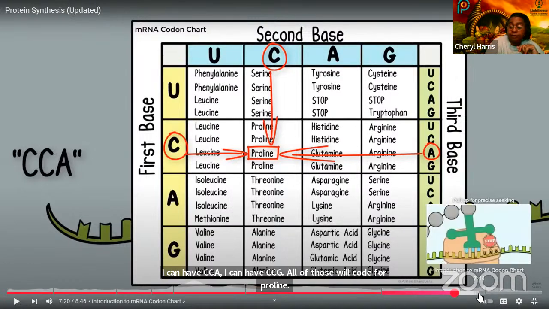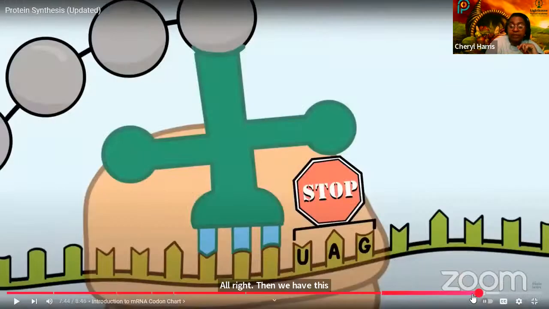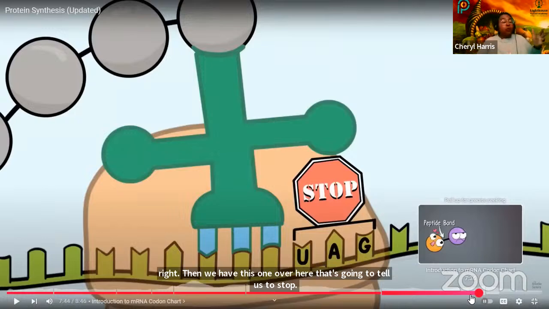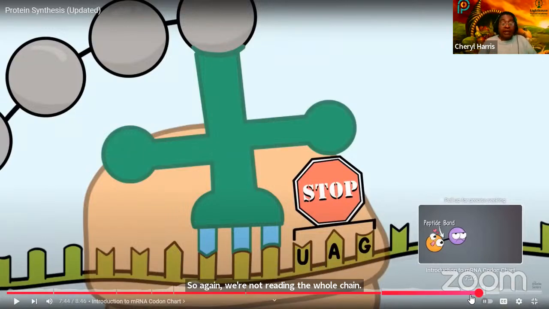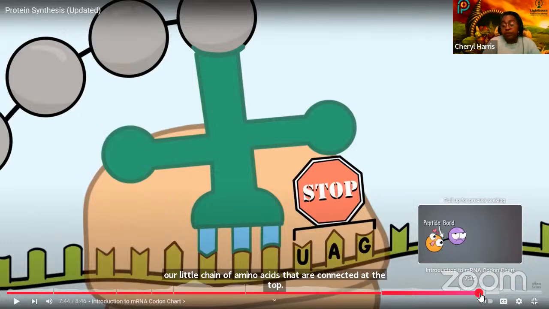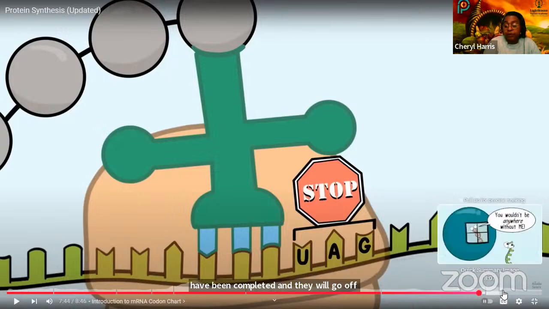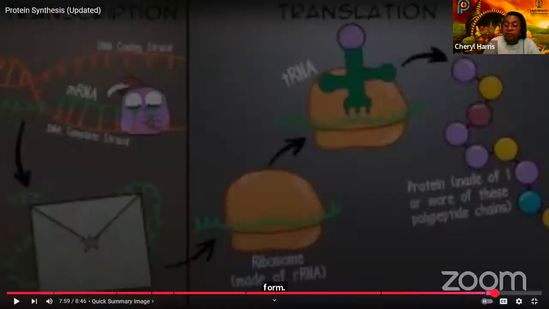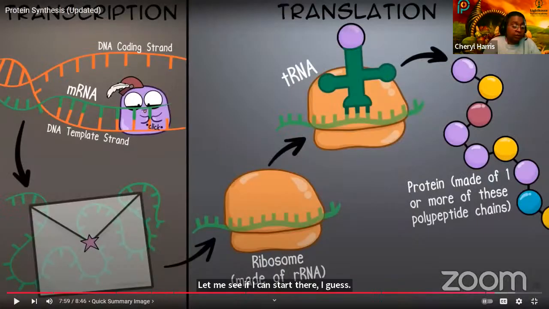Then we have this one over here that's going to tell us to stop. Again, we're not reading the whole chain. We are going to get to a segment that has a triplet code that, when I go back to the chart, is going to tell me to stop making this protein. So our little chain of amino acids that are connected at the top has been completed, and it will go off to form the protein.